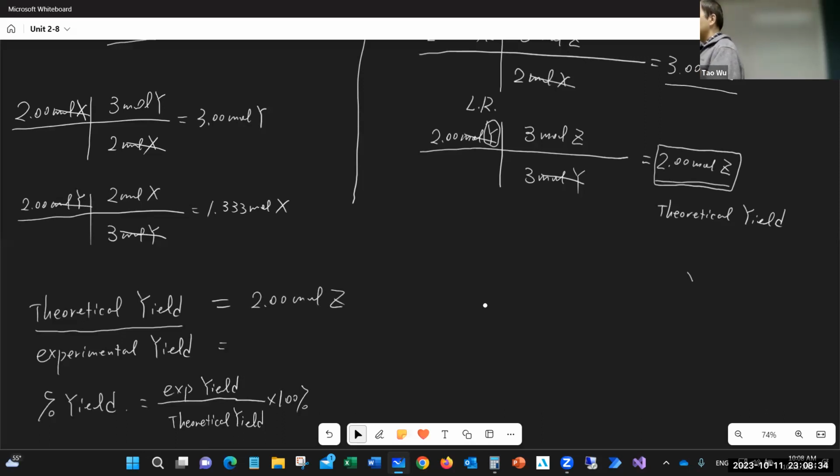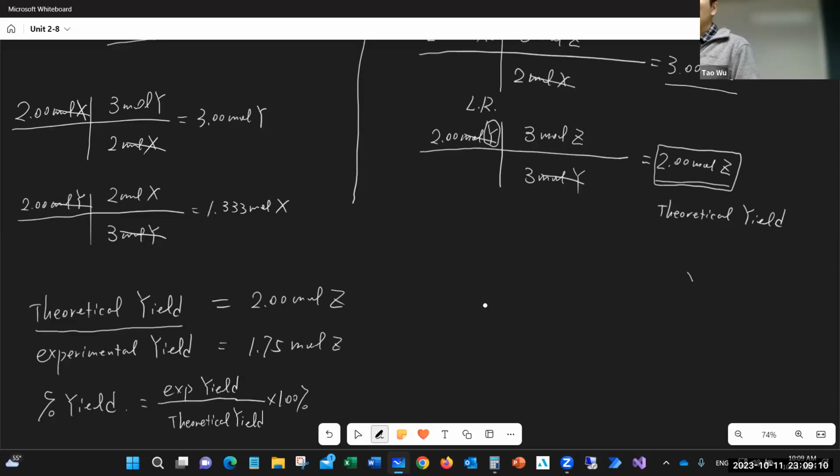Okay, yeah. Sorry, what is the experimental yield? Because you don't have a chance to do the lab to gain the experimental yield. So the question should give you what the experimental yield is. They said we have 2 moles of X with 2 moles of Y, then produce 1.75 moles of the Z. So the 1.75 moles of Z here, that's going to be the experimental yield. So the experimental yield is 1.75 moles of the Z.